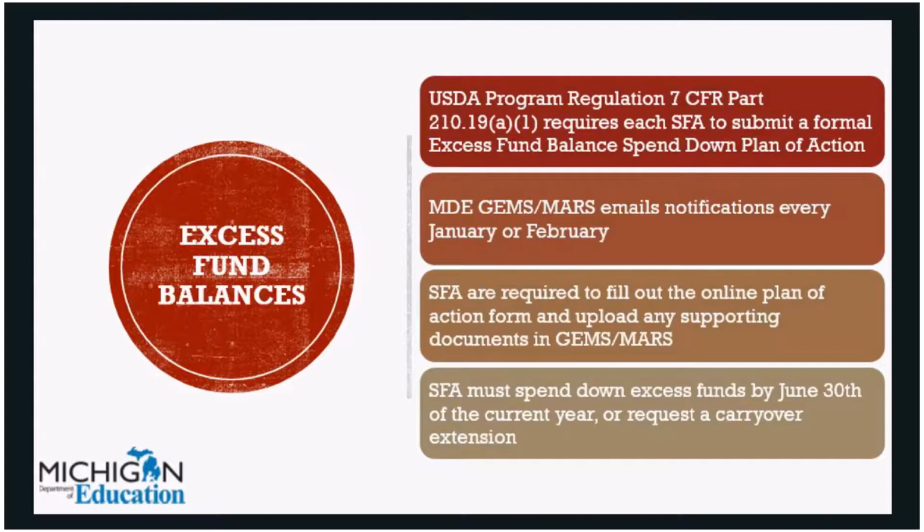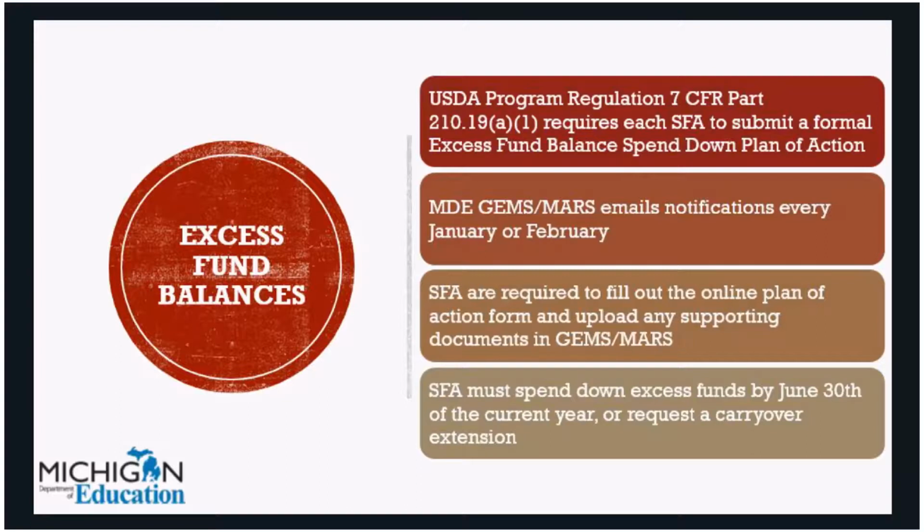SFAs should know if they have an excess fund balance from closing their financials for the school year. They should be alerted through their single audit, in addition to reviewing their school meals report or school lunch year-end report in late fall. SFAs are required to fill out the online plan of action form in GEMS Mars, along with uploading any supporting documents for review and approval.